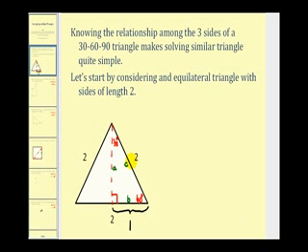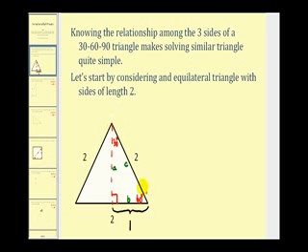Let's start off by considering an equilateral triangle with each side of length 2. Remember, for an equilateral triangle, all of the angles would be equal to 60 degrees. Next, you'll notice that in red, I dropped a perpendicular bisector from one of the angles, forming two right triangles. Let's consider the triangle on the right. This angle here would now be 30 degrees, so we have a 30-60-90 right triangle.